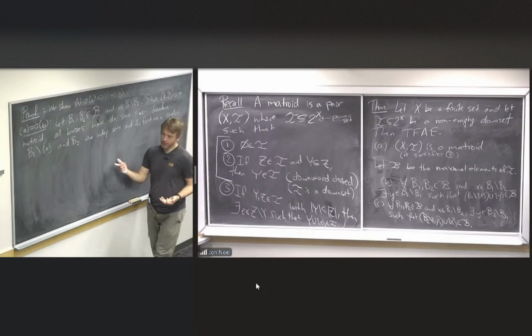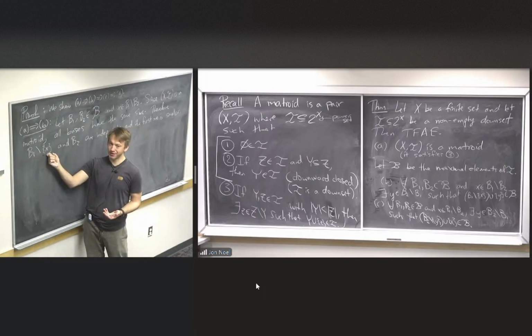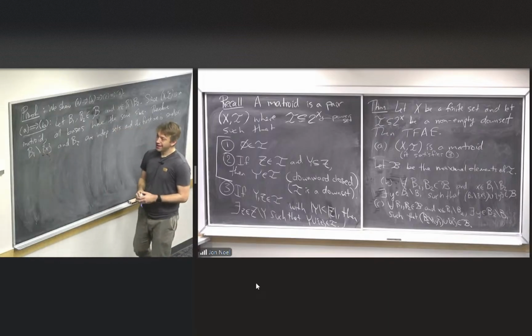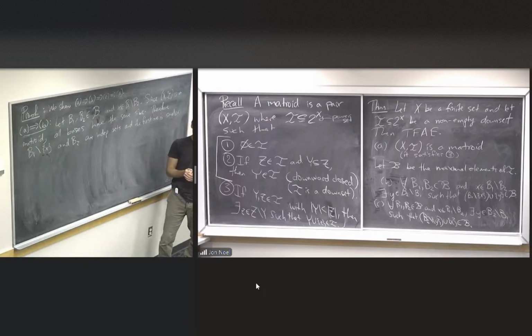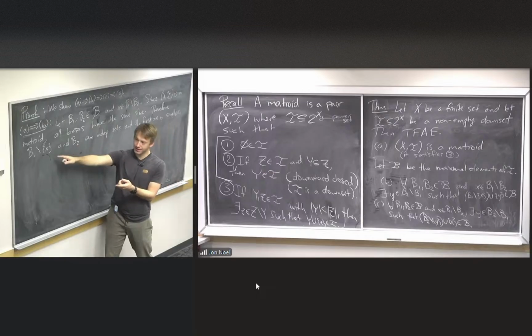Right, they're smaller because B1 and B2 had the same size. I've now deleted something from this one, so now they don't have the same size and this one's smaller, right? And now actually my Matroid condition gives me exactly what I want. What I want is to find something in here that's not in B1, that I can add to this thing to make it independent, right?